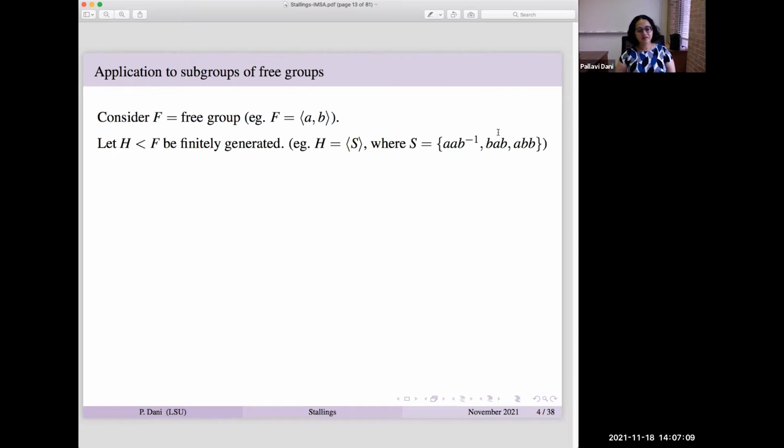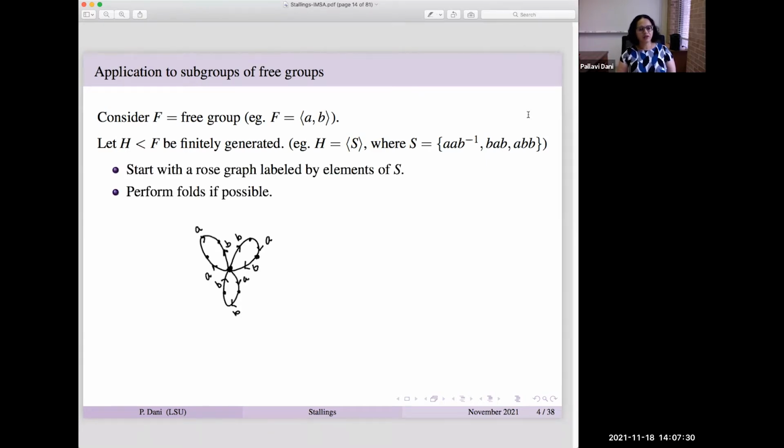Well, let's stick to the free group generated by A and B. Again, we have some subgroup, and for my example I'm going to pick a specific subgroup of F given by these generators here: A B inverse, B A B, A B B. Just for definiteness, to illustrate. So you start with a rose graph labeled by the elements of S. In this case, we have 3 elements. And so you subdivide these petals and label them with the words that you have as your generators. And then you start performing folds if it's possible.